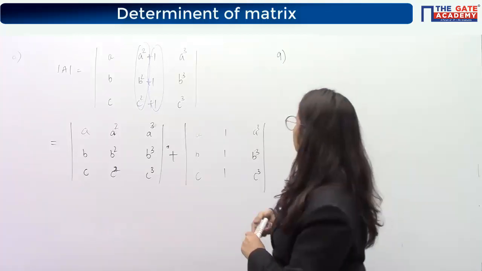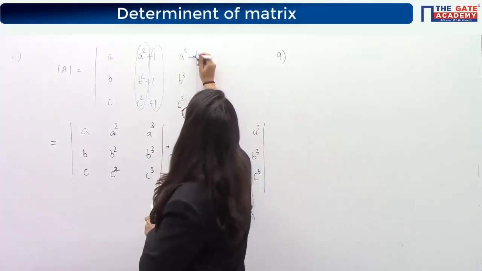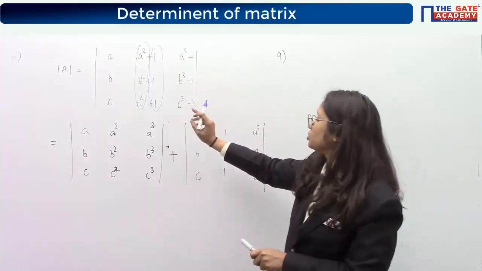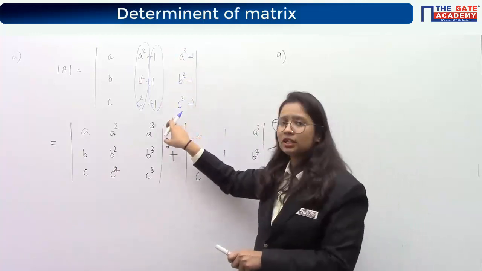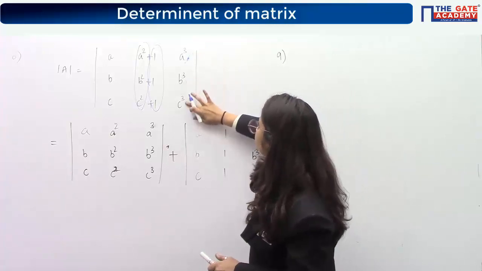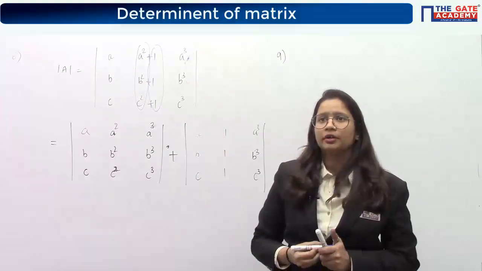Like if in this case, let's say here it was a cube minus 1, b cube minus 1, c cube minus 1, then again you can split into two determinants: a cube, b cube, c cube in the first one, and in the next one minus 1 and minus 1. Did you understand?